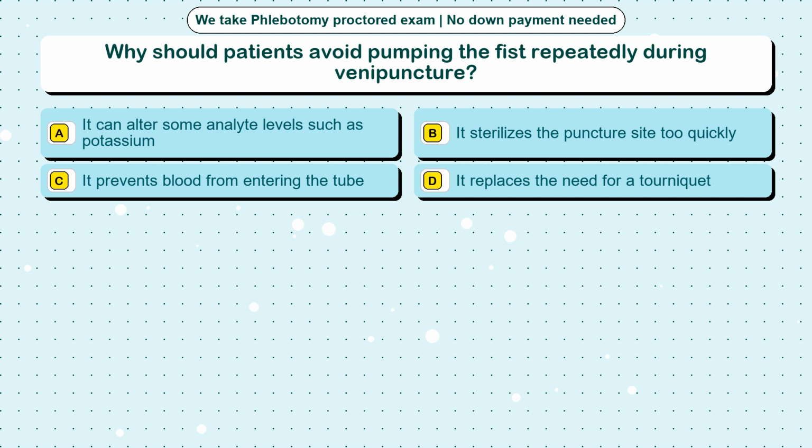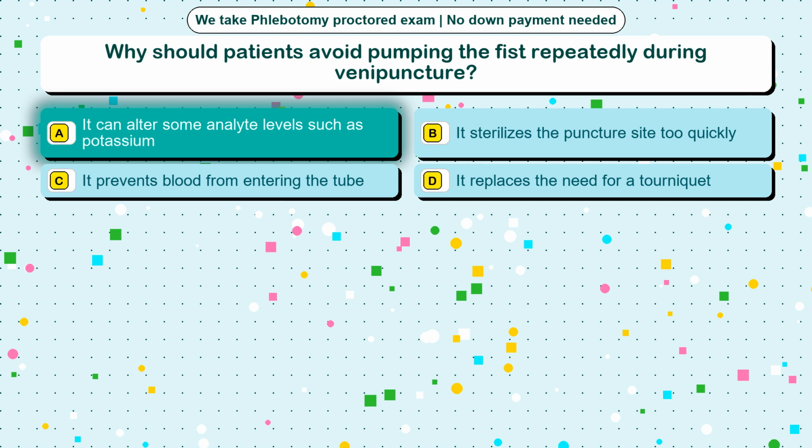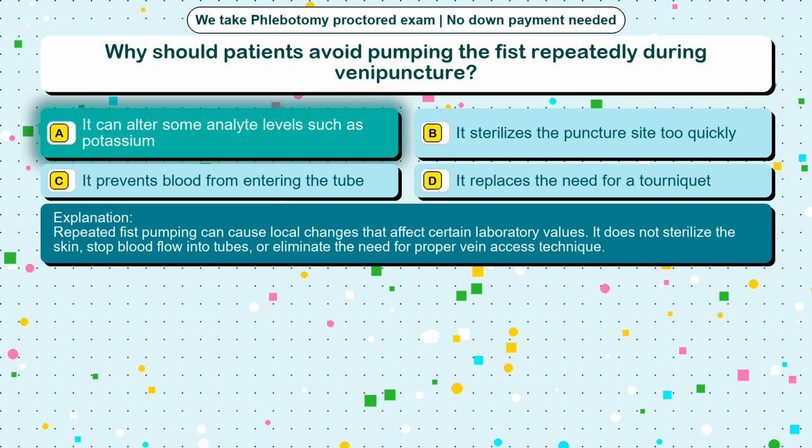Question 51. Why should patients avoid pumping the fist repeatedly during venipuncture? Option A, it can alter some analyte levels such as potassium. Option B, it sterilizes the puncture site too quickly. Option C, it prevents blood from entering the tube. Option D, it replaces the need for a tourniquet. The correct answer is option A, it can alter some analyte levels such as potassium. Repeated fist pumping can cause local changes that affect certain laboratory values. It does not sterilize the skin, stop blood flow into tubes, or eliminate the need for proper vein access technique.